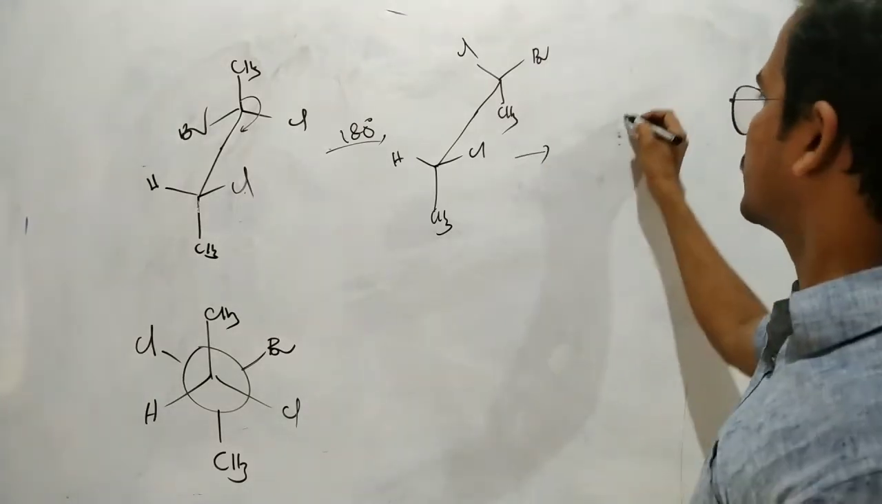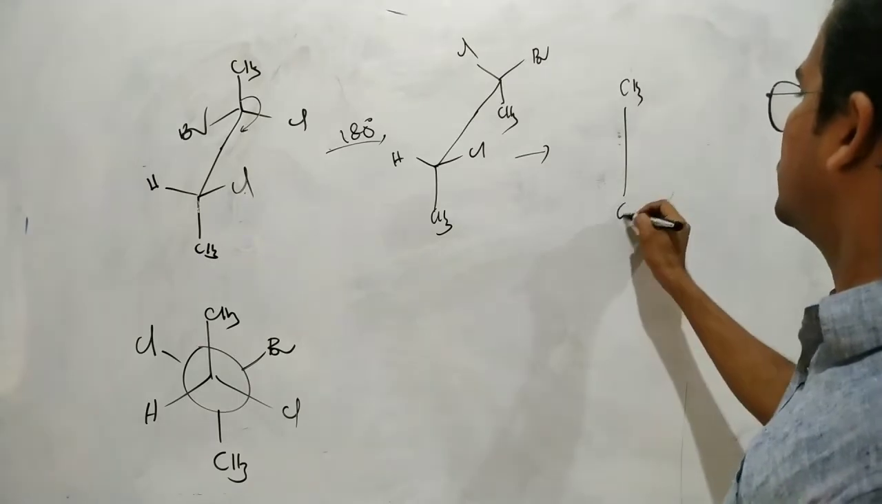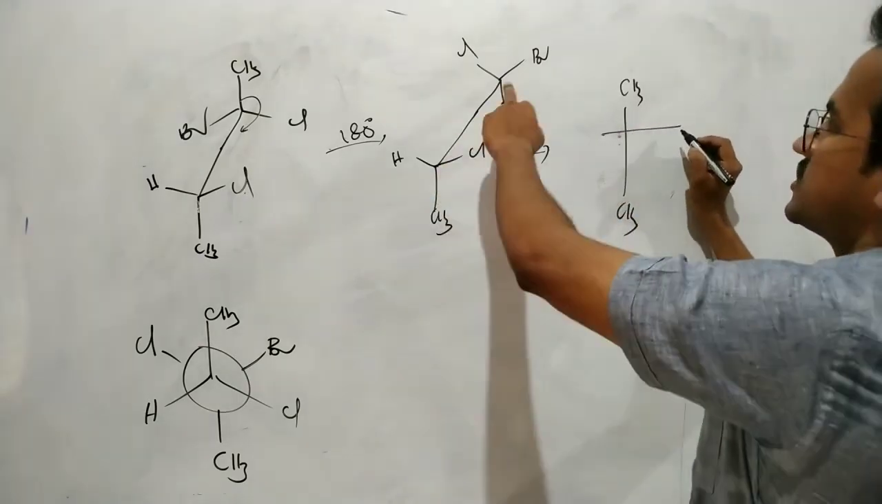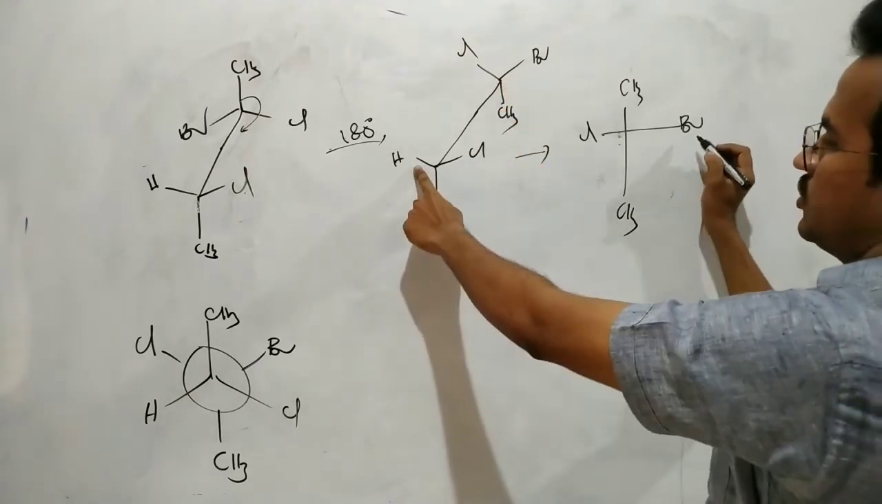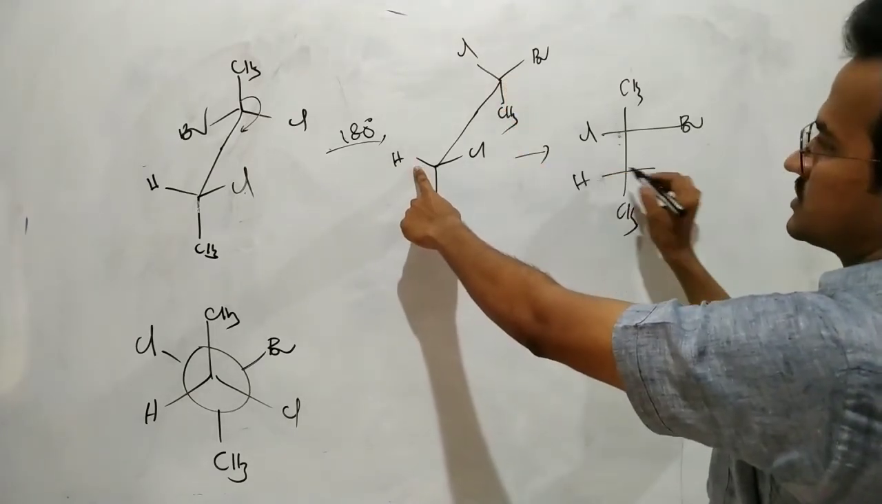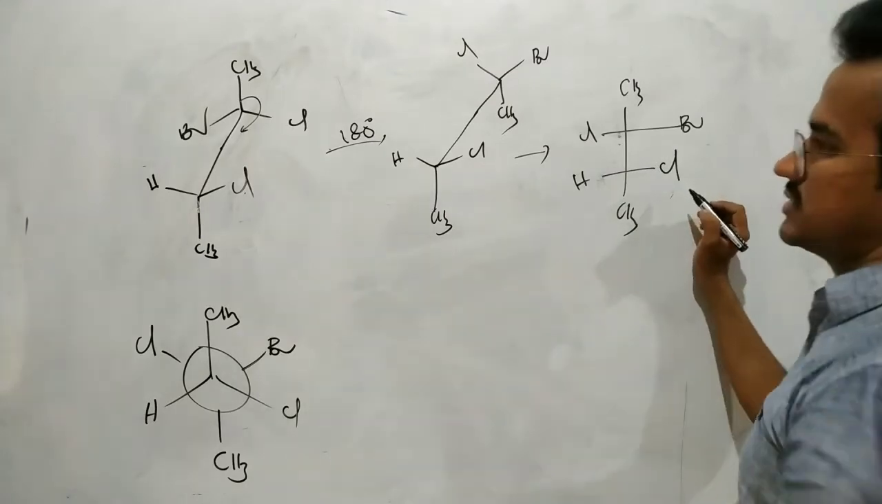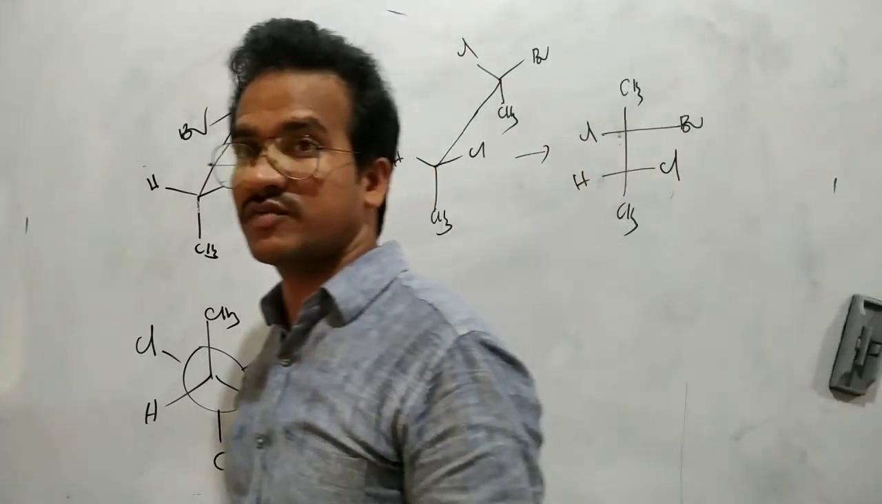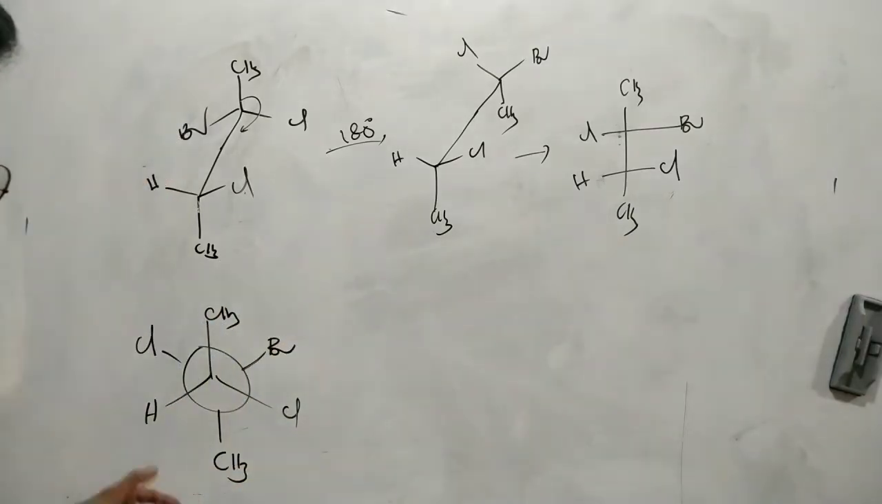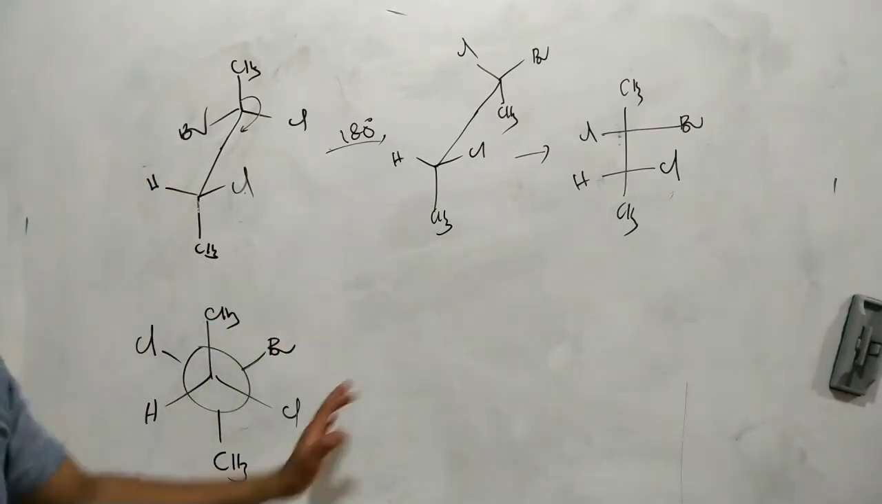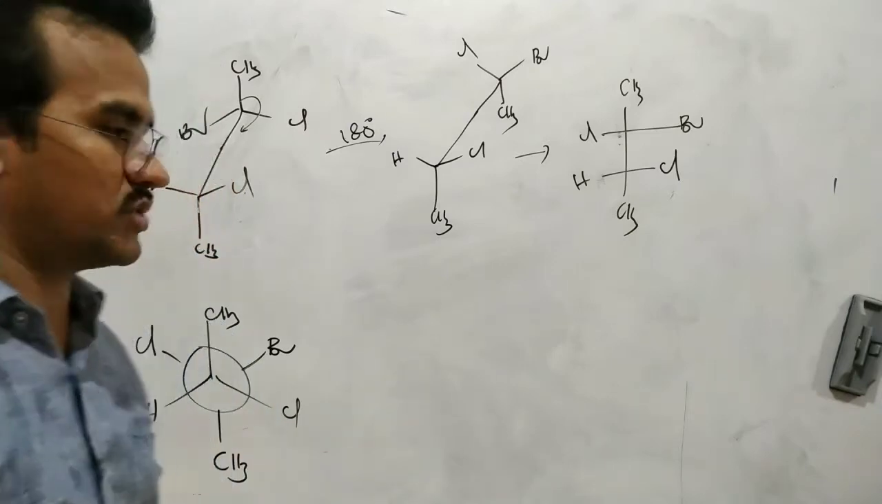Now we can write this one as the CH3, this CH3. It is the top carbon, the chlorine on the left side, here bromine on the right side. Bottom carbon, here hydrogen on the left side, here chlorine on the right side. That is a 2D Fischer projection for this Sawhorse projection formula. Suppose it is a Newman projection. How to convert into a 2D structure? That is a Fischer projection.